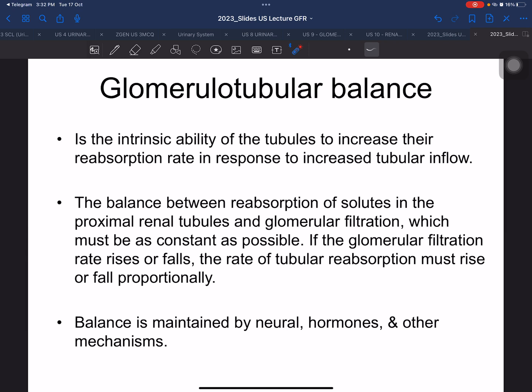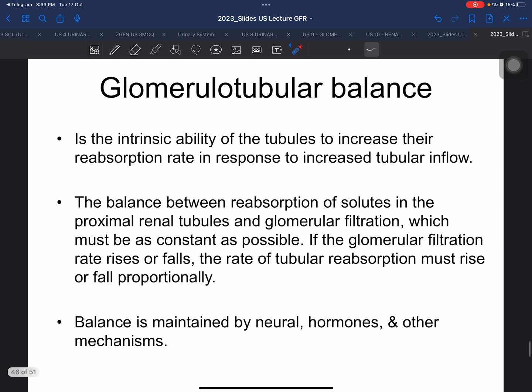If the GFR increases or decreases or falls, the rate of tubular reabsorption must rise or fall proportionally because they need to maintain it within the normal range. It cannot be too high or too low. Okay, so this is all what we call glomerulotubular balance. How is it controlled by the neural, hormonal, and other mechanisms?